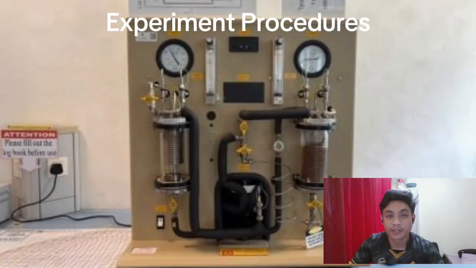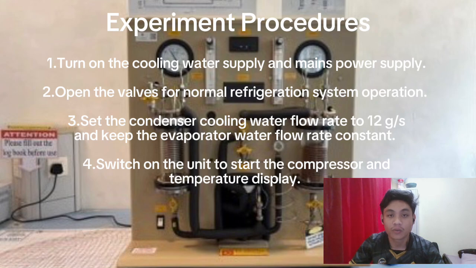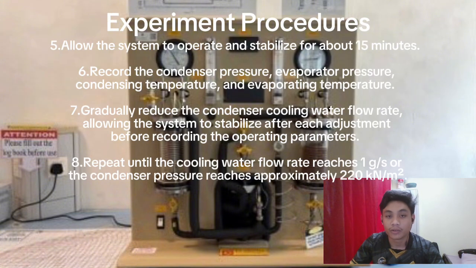For the experiment procedure, the first step, turn on the cooling water supply and mains power supply. Then open the valve for normal refrigeration system operation. Then set the condenser cooling water flow rate to 12 gram per second and keep the evaporator water flow rate constant. Then switch on the unit to start the compressor and temperature display.